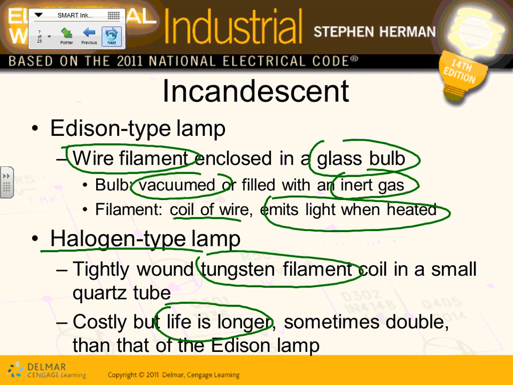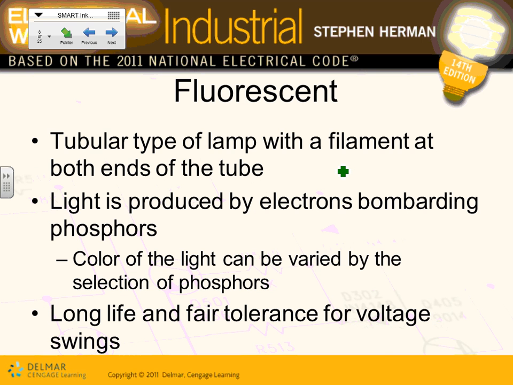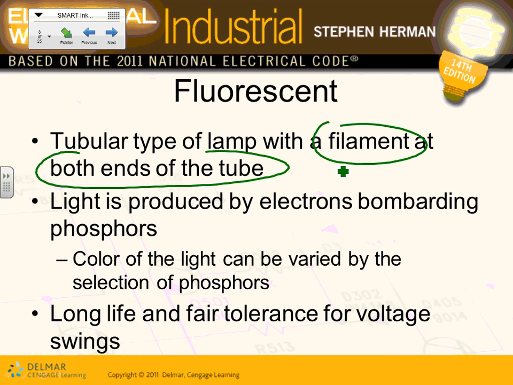Moving on, the third option is fluorescent lights. We all know it's a tubular lamp with filaments at each end, like little resistors. You heat them up and they start bombarding each other with electrons by starting an arc, so electrons bombard the phosphorus area.